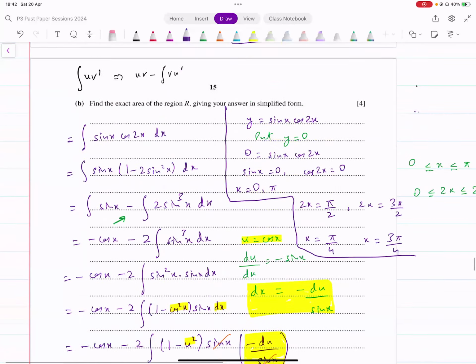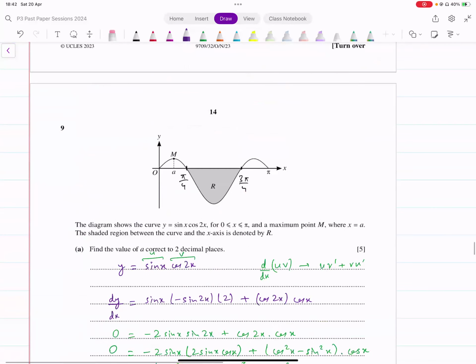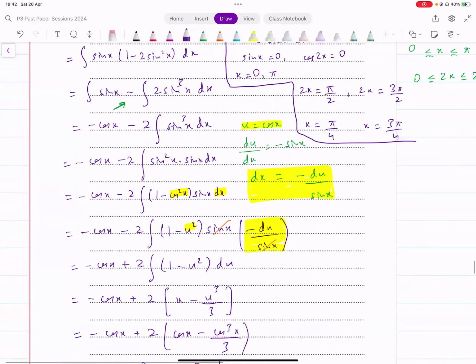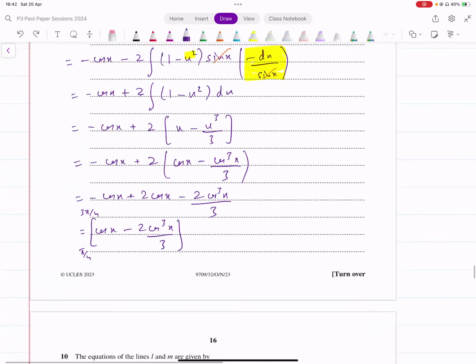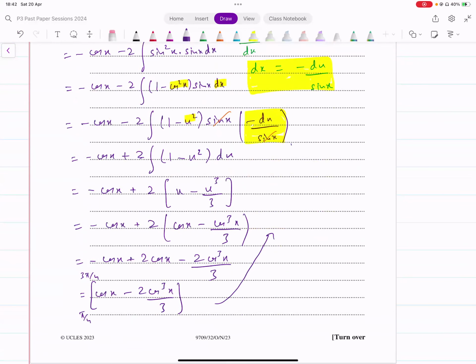That's the integral. Now you input the limits. What are the limits? Limits were from pi over 4 to 3 pi over 4. Let's input those limits, pi over 4 to 3 pi over 4, and see what we get from that. Now you can try inputting the limits and see the result that we get. Okay, so let's input 3 pi over 4 first. That means cos of 3 pi over 4 minus 2 into cos cube of 3 pi over 4 divided by 3.